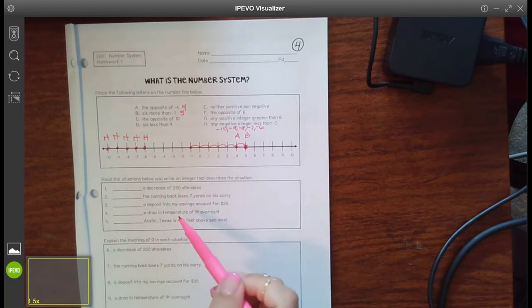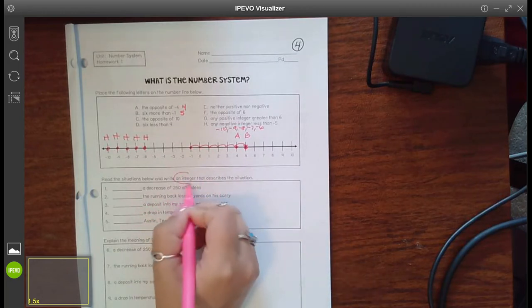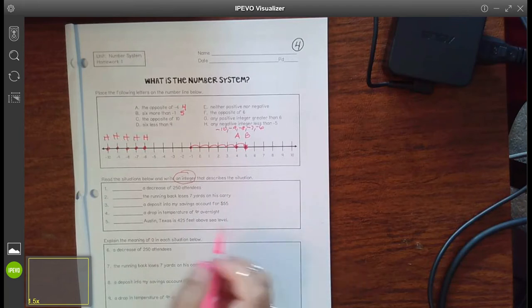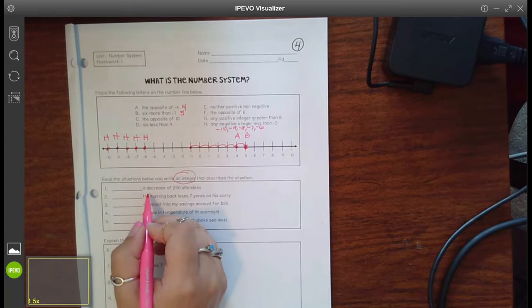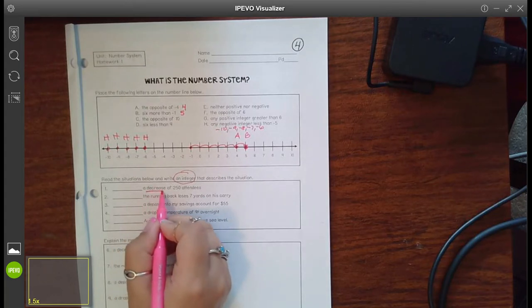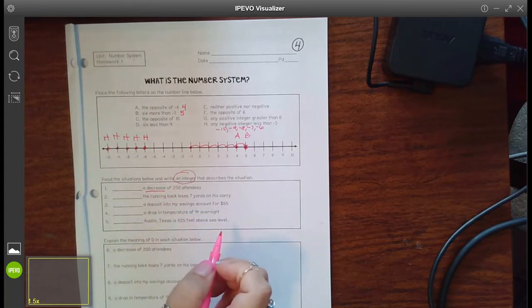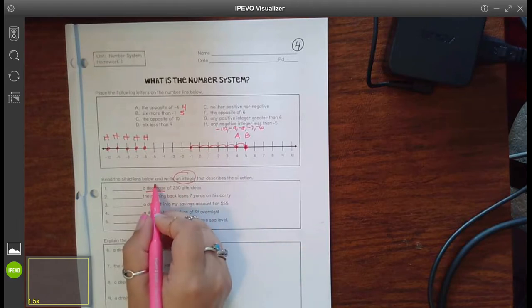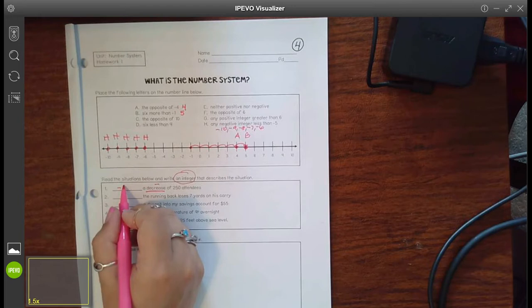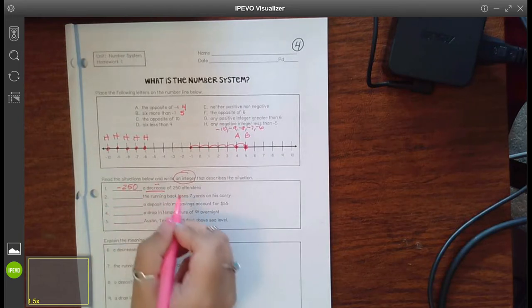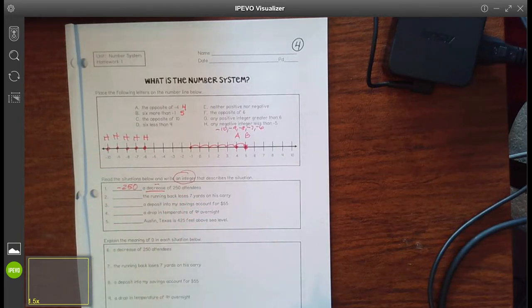For this one, it wants you to write an integer describing the situation. So it says a decrease of 250 attendees. So for our work, I want you to find the keyword decrease. Does that mean add or subtract, you think? It's decreasing, so it's minus. So that's representing a negative integer. And what's the number? 250. Okay, let's do one more together.